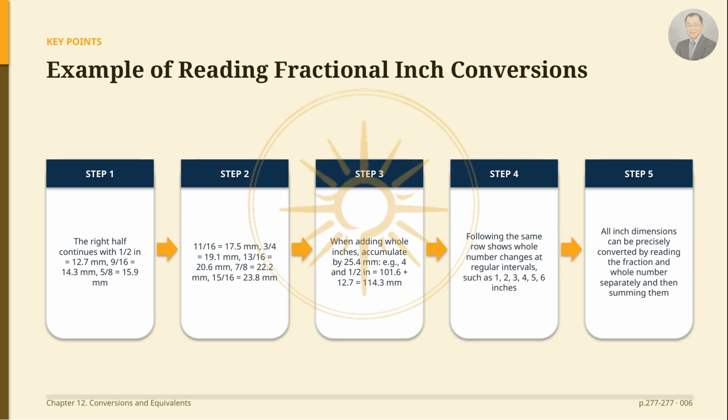This table provides examples and methods for precisely converting fractional inch dimensions to millimeters. For example, 1/2 inch is 12.7 millimeters. In the case of 4.5 inches, which includes a whole number, it is calculated as 114.3 millimeters by adding the whole value of 101.6 and the fractional value of 12.7. Rather than memorizing all the figures, please use the table by following the rows to check the whole number part and adding the corresponding conversion value for the fractional part. I recommend referencing this table to calculate accurate millimeter values whenever a specific dimension is required in your work.